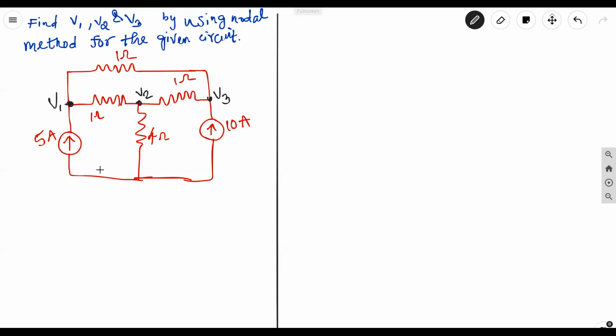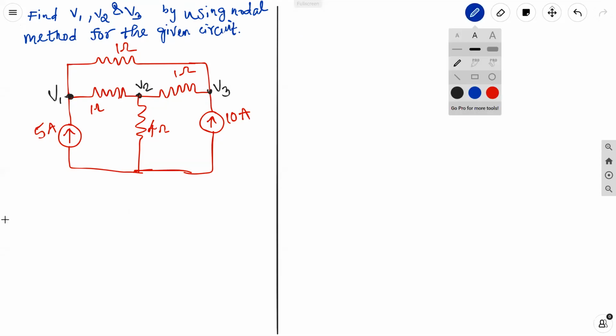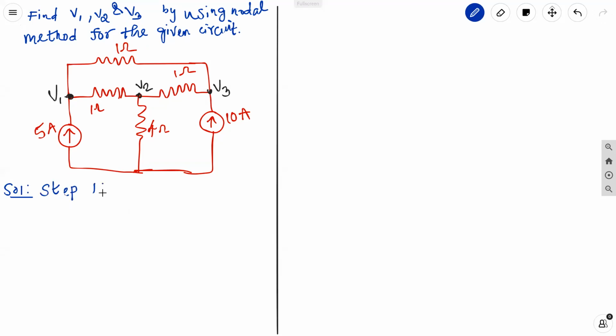This is problem number 2. Okay, so the question is, we need to get V1, V2, V3 by using the nodal approach. Right, just to look at the circuit first, and we'll go with the same common 4 steps. So, step number 1, we need to identify the nodes at which the voltage is to be found. That is actually directly mentioned in the problem itself.